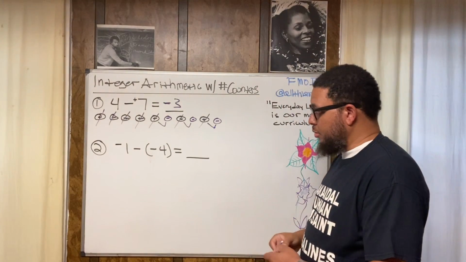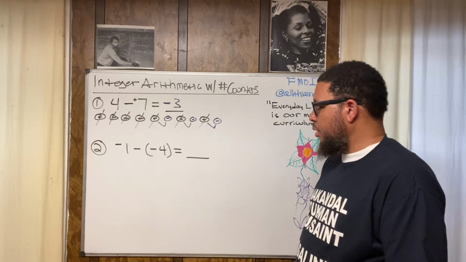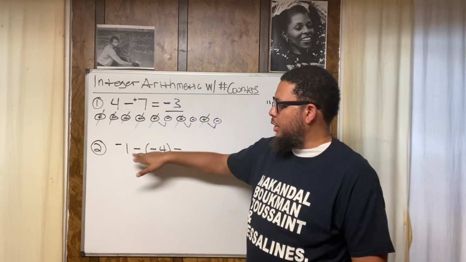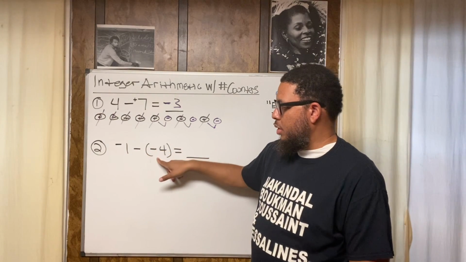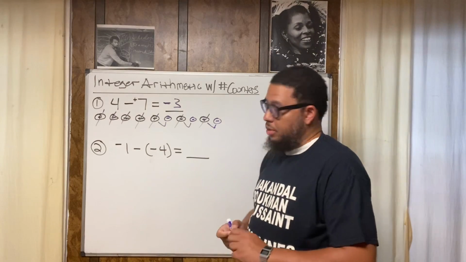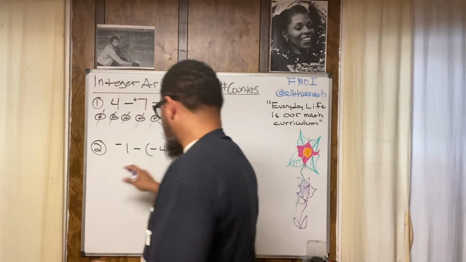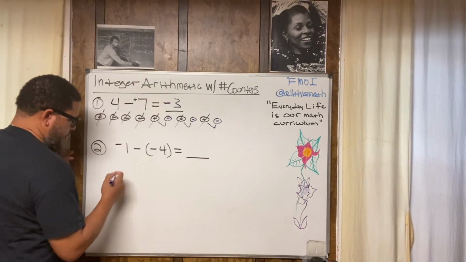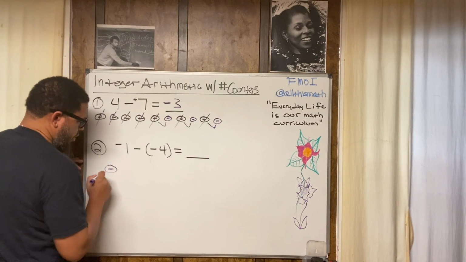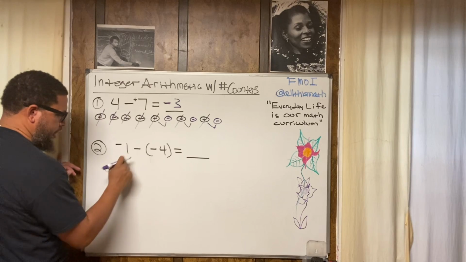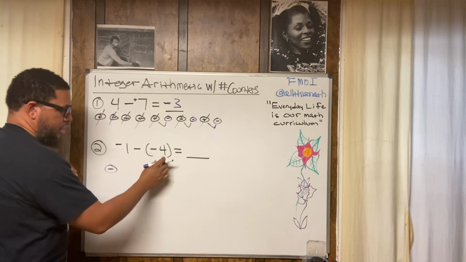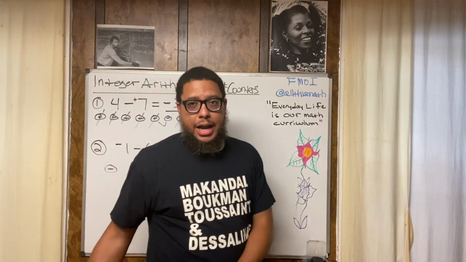All right, so let's go to number 2. Number 2, we're starting off with negative 1, and we're going to take away or subtract negative 4. So we start off with negative 1. Read from left to right, just like with order of operations. So we start out with negative 1. We do a circle with a minus sign in between. That's my negative 1 right there. Now I want to take away negative 4. I have an issue, though.